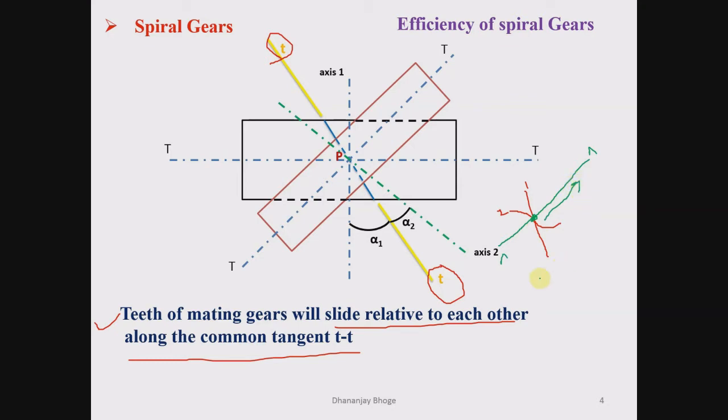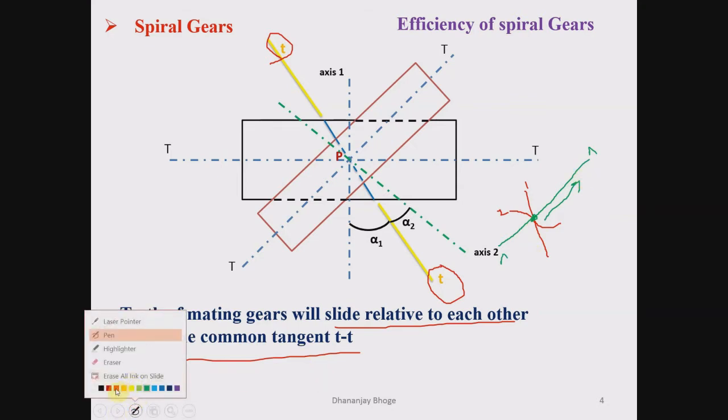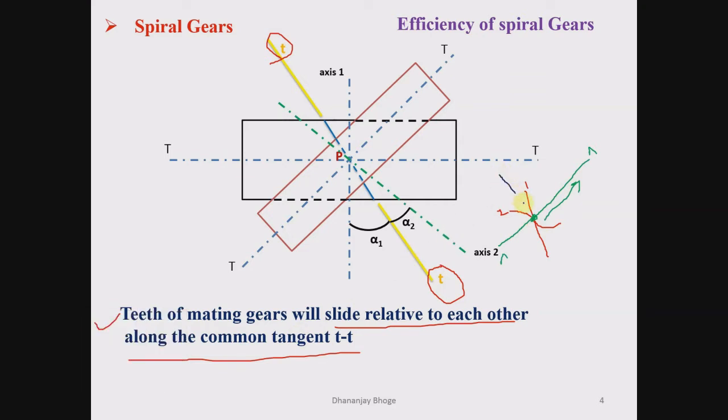Okay, from the beginning of engagement to the end of engagement, and simultaneously at the same time, both the teeth are having different velocities. That means tooth 1 is sliding relative to tooth 2. So if the sliding velocity of tooth 1 is in this direction, the sliding velocity of tooth 2 will be in the opposite direction because of relative motion. They are sliding with respect to each other. Okay, and both the teeth will slide along this common tangent TT, and that is what is written here: teeth of mating gears will slide relative to each other along the common tangent TT.